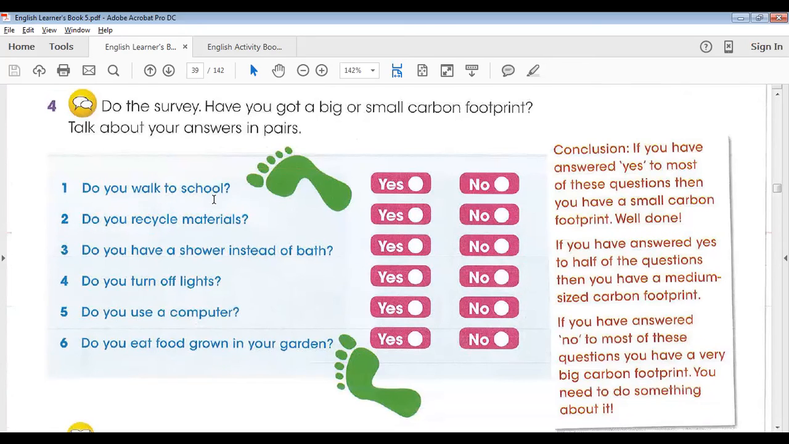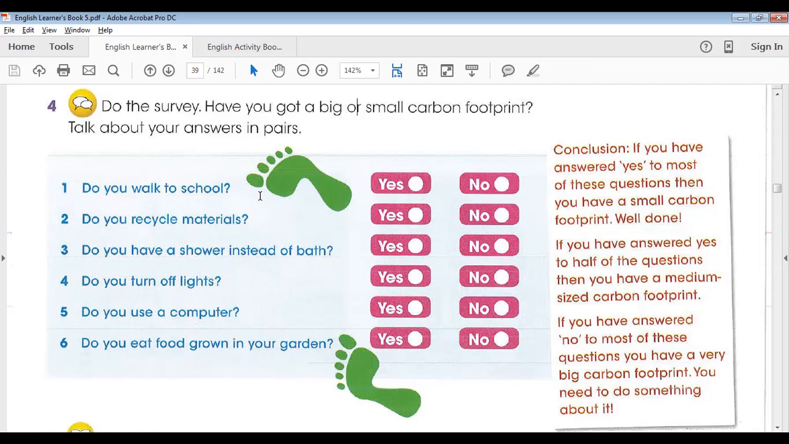Do you walk to the school? If we walk to the school, then it is better for us, because as we learned, the use of energy, technology, and fuel causes the increase in carbon footprint and pollution. So it's better for us, if we can walk to the school, we should walk to the school.